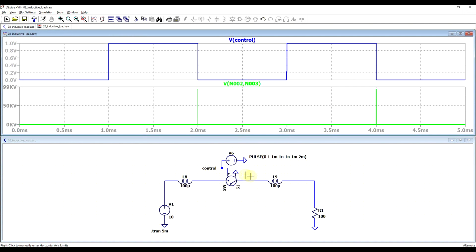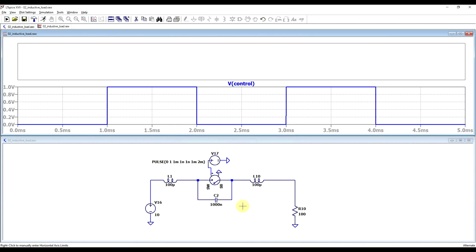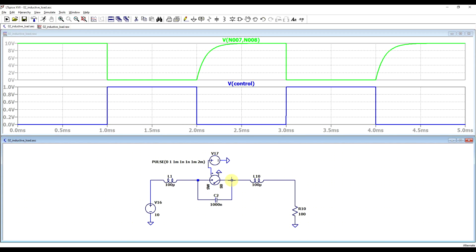So with this setup, the switch is getting exposed to kilovolt level spikes again during the opening phase. To counteract this problem, I found three main ways. The first method involves using a basic capacitor over the switch terminals. By doing this, the switch never gets exposed to very high voltages, because any transients generated by the inductors will get absorbed by this capacitor.